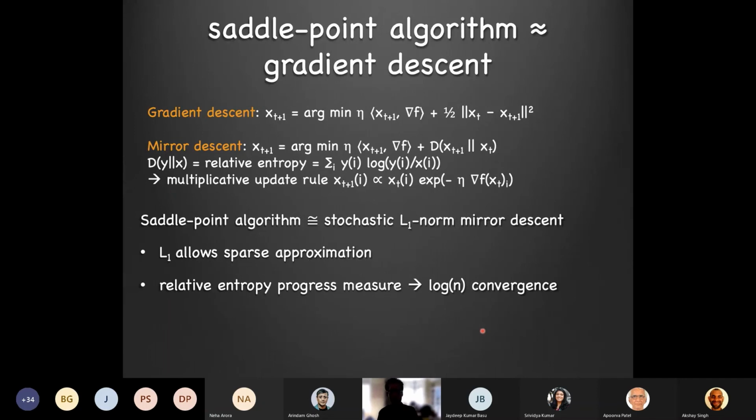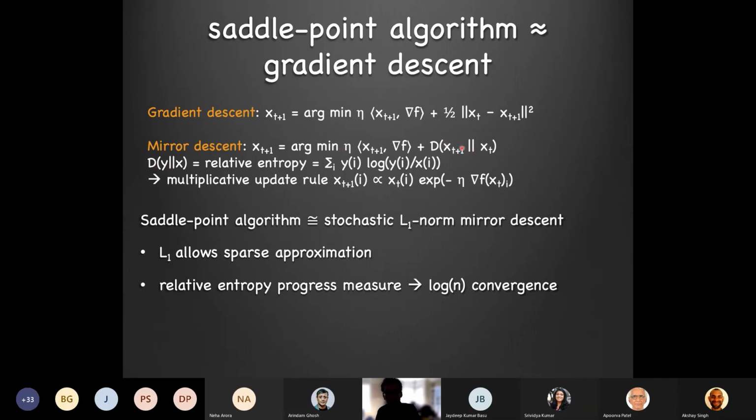These variational algorithms that use gradient descent, you can view gradient descent as if your first point is x sub t, you choose x sub t plus 1 by moving in the direction of the gradient and adding a penalty term which says I don't want to get too far from the previous point. Sometimes that's called proximal gradient descent. But that penalty term doesn't have to be the Euclidean norm. You could also, if your points live in the probability simplex, use the relative entropy. This D of y given x is the relative entropy.